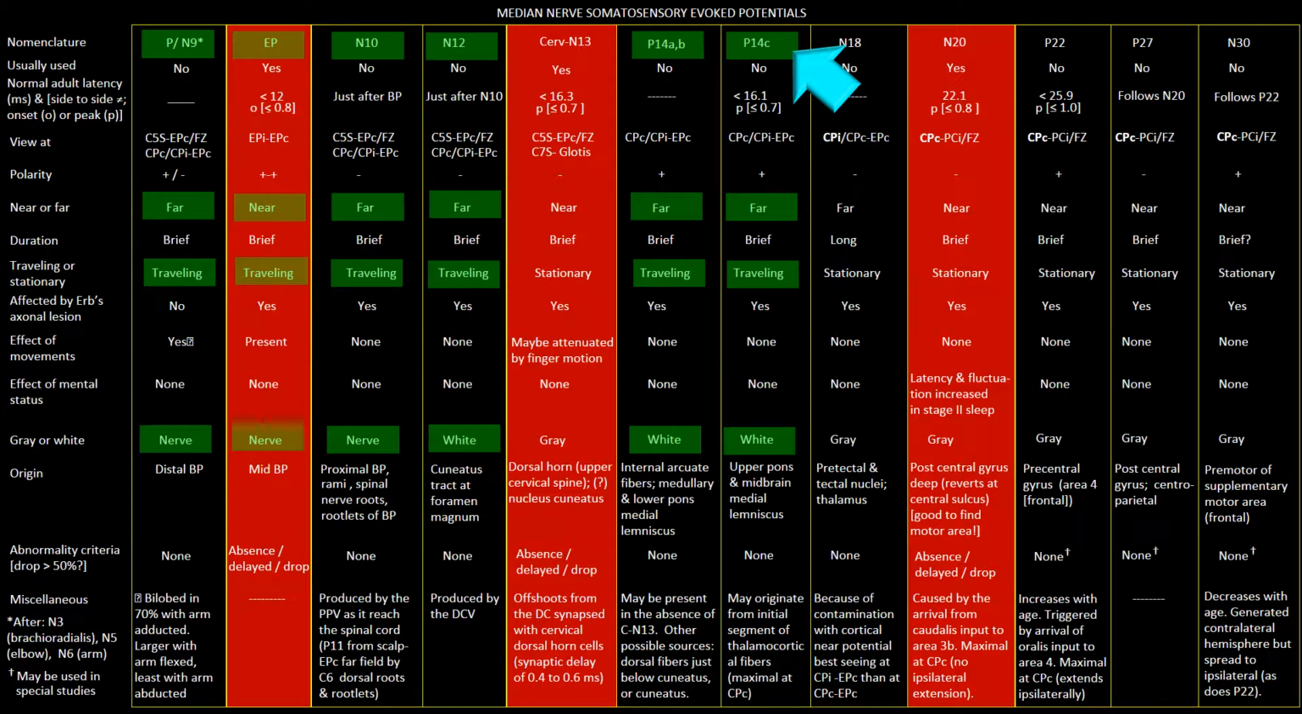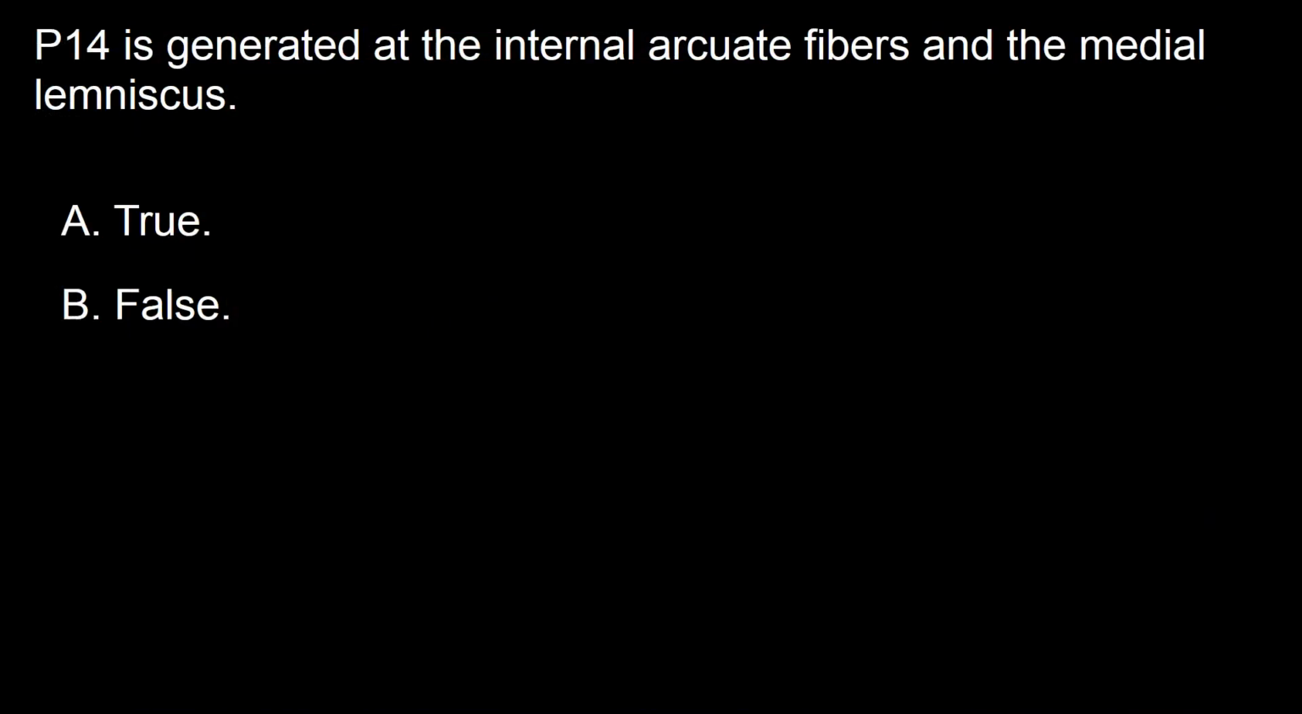Potential P14C also falls in the same category of controversial potentials. It is a white matter potential. It is a traveling potential, and it is a far field, just as P14AB was. But P14C appears to be generated higher up in the upper pons. So the answer to this question is A.